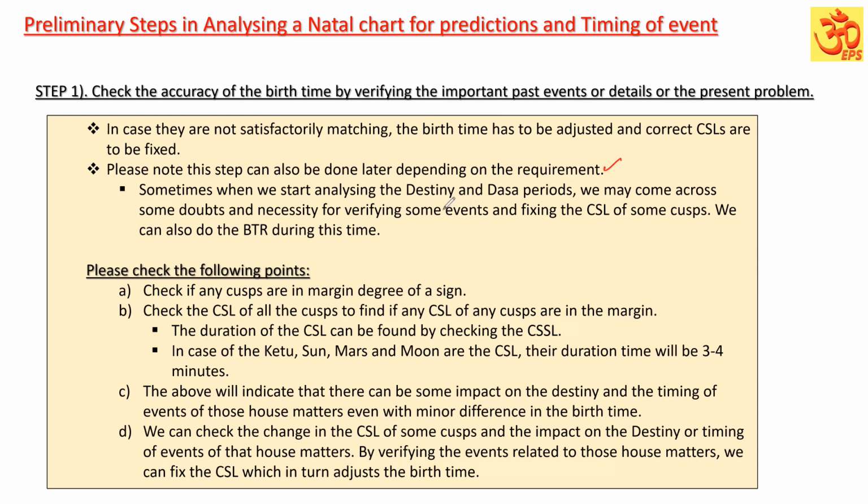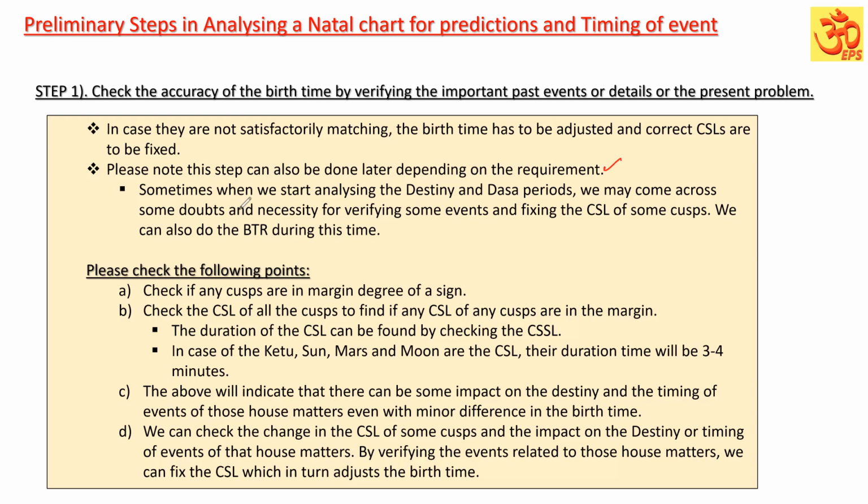Or in some cases, what will happen? They might not have provided any important events, or they would have said that they do not have any important live events, or they are not having any details about the past events also. In such cases, what will happen? We will have to proceed as it is.